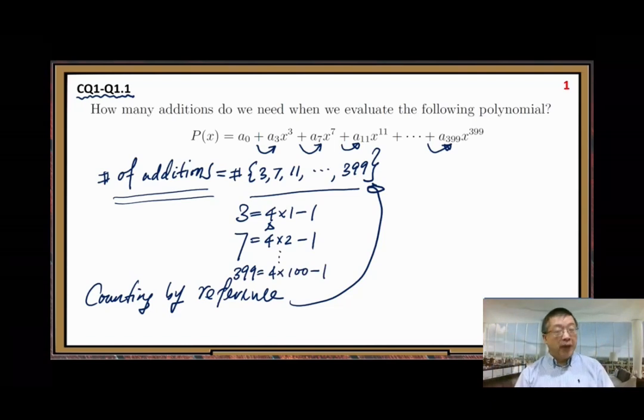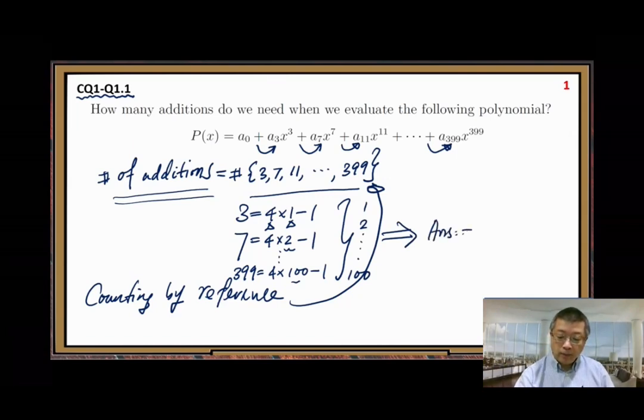Now, when you count the number of subscripts, you just count the numbers here from 1 through 100, because that way is much easier to count. So that answer is 100. In this way, you can count the number of additions easily because you choose the right reference. Try to get the idea of this method.